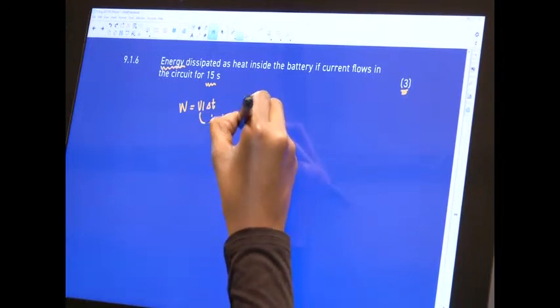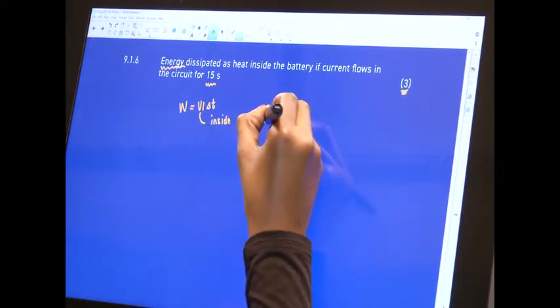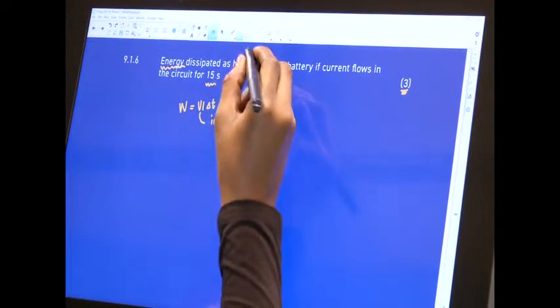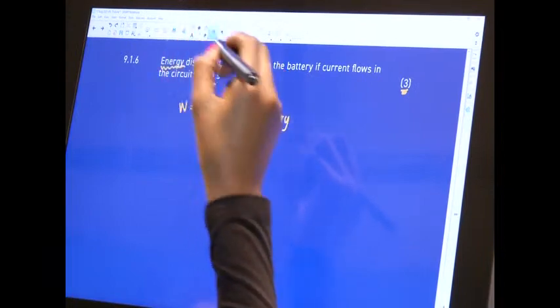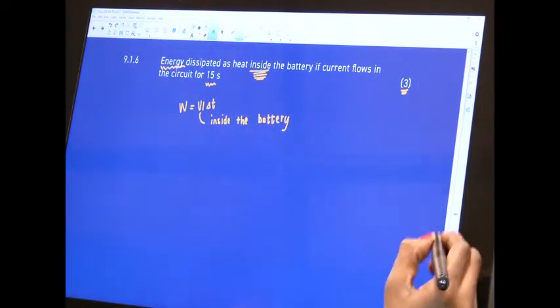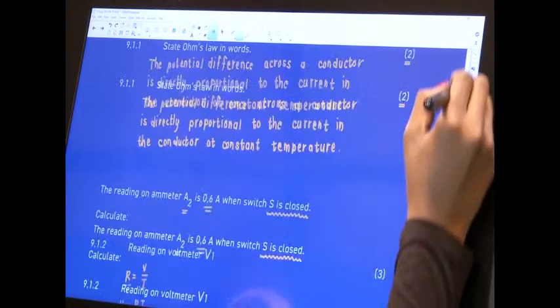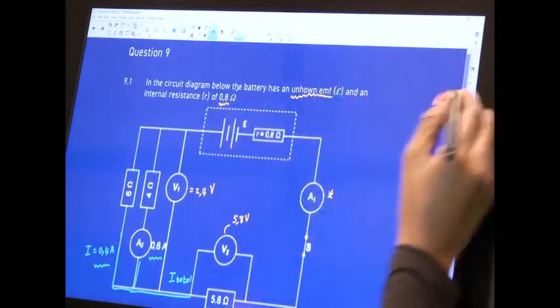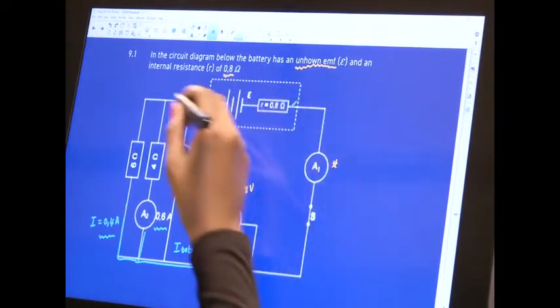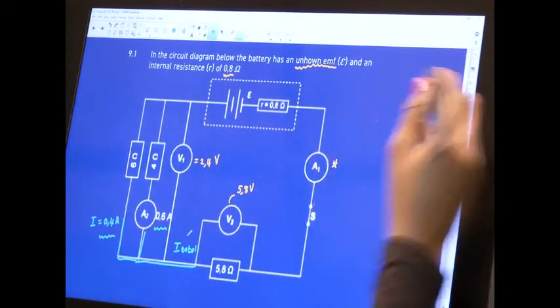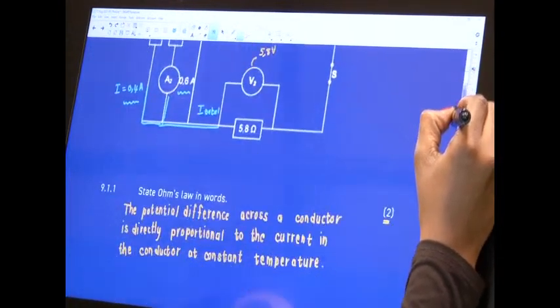Inside the battery. So I just want to highlight that heat inside the battery. When they talk about inside, internal resistance, all right? Just want to go back to my diagram over here. We're given our internal resistance that we do have, which they gave us as 0.8, and then we do have the total resistance of the circuit. But in this case, they said inside the battery.